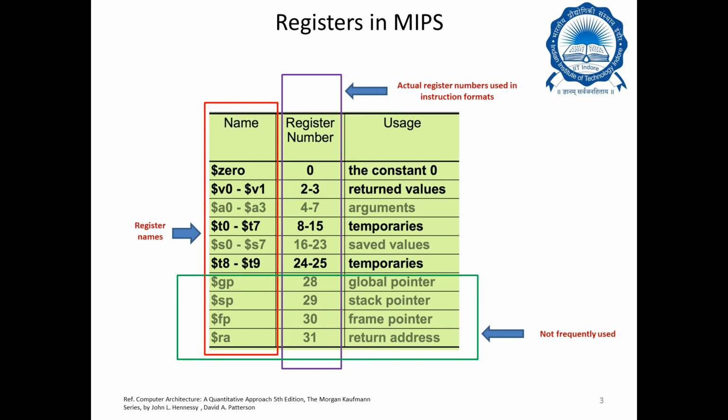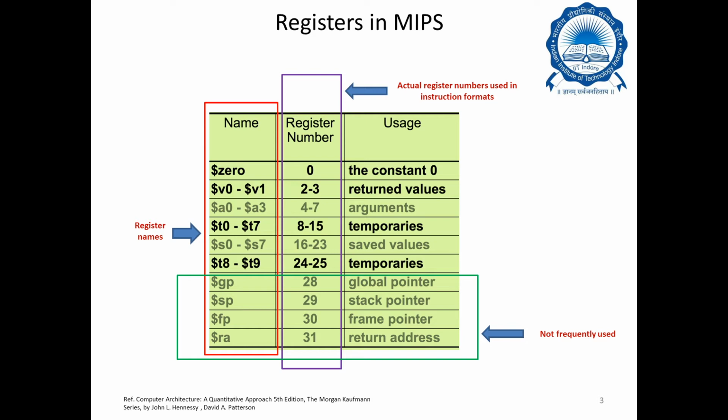And then we have $GP, which is register number 28, used for the global pointer. $SP, register number 29, used for the stack pointer. $FP, register number 30, used for the frame pointer. $RA, register number 31, used for the return address. So as you can see, we have a wide variety of registers, based on which instructions will be used and converted to the respective assembly language code.